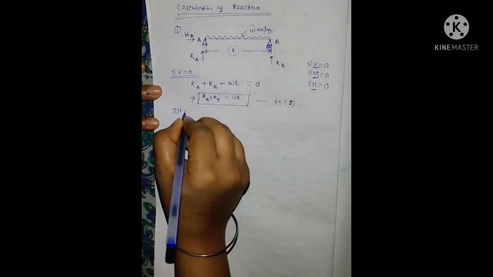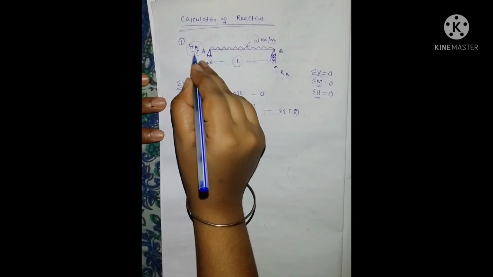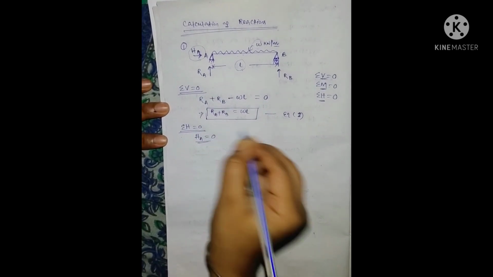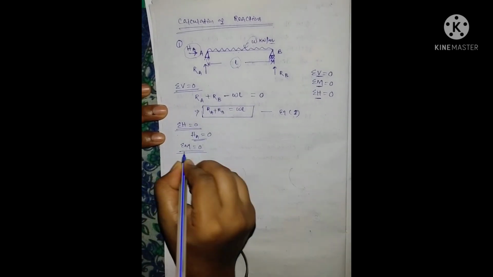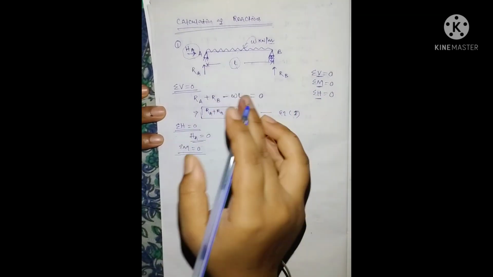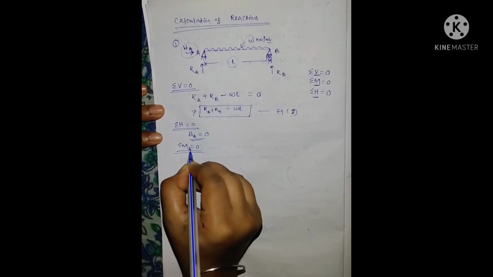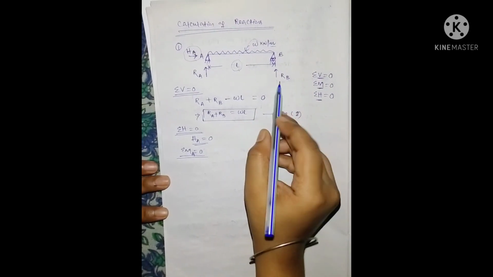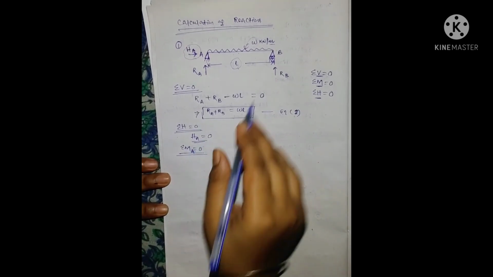Then if you put summation of H equal to 0, here only horizontal reaction is only 1, that is HA. So HA equal to 0. Now we put summation of M about A equal to 0, that is moment of all the forces about any one point. Here we take this point as point A. Now the reaction RB.